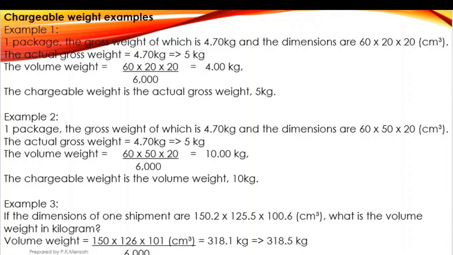Because this will cancel this, right? So what do you get there? So you're going to get 4. Is it 4 inches? 4 kilos. Are we clear?